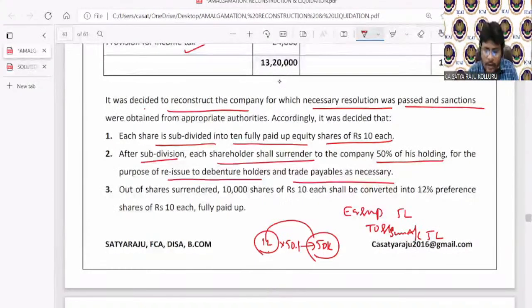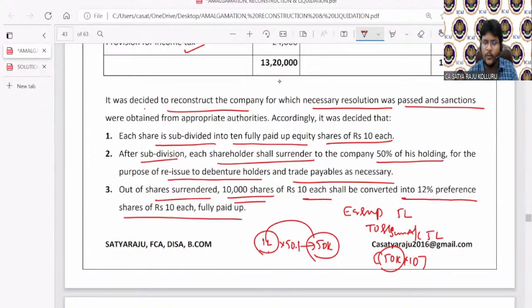Out of the shares surrendered, total 50,000 shares, 50,000 into 10, which is 5 lakh. Out of the share surrender of 50,000 shares, 10,000 shares of rupees 10 each shall be converted into 12% preference shares of rupees 10 each fully paid up. He's telling that these entire 50,000 shares are equity shares, right? Out of this 50,000 shares, we are converting 10,000 shares into preference shares. The remaining 40,000 shares continue as equity shares.